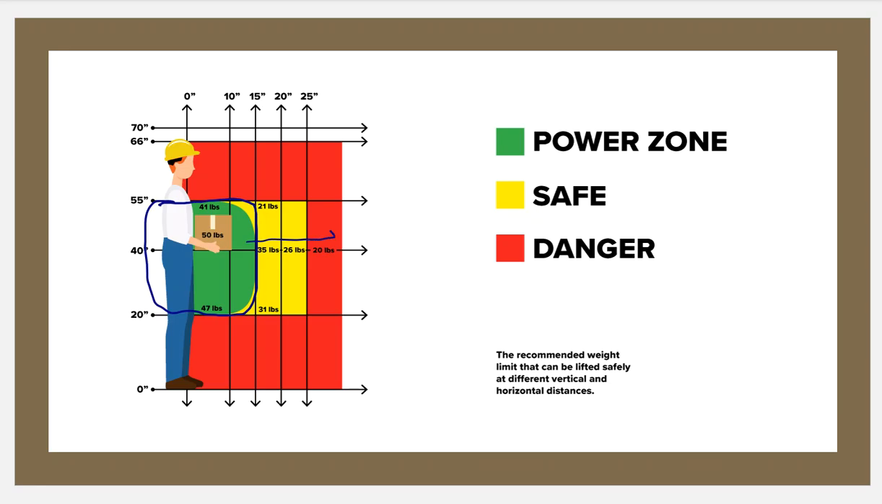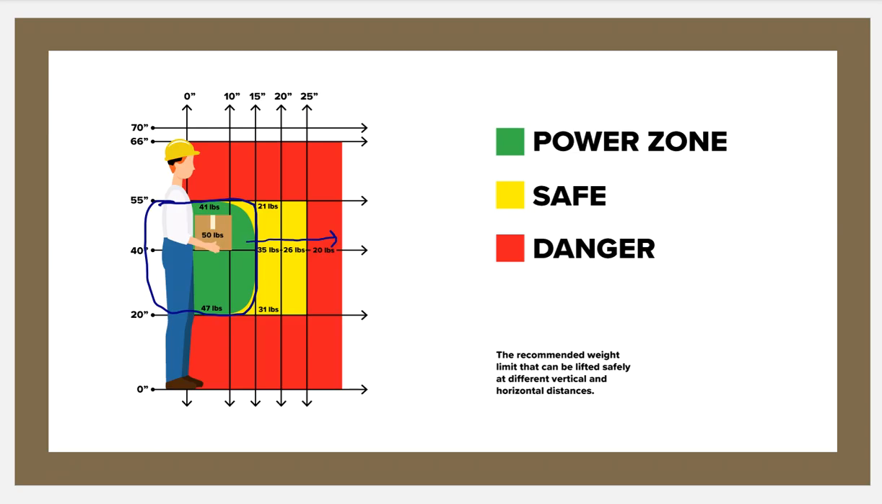Then if you notice, what happens here is that as you go further and further away from the body, it goes yellow and then it goes red. So you are leaving the power zone and you're going into a less safe zone as you go out. But in order to do that, you're going to have to lower the poundage down. And you're seeing that in the yellow area, you're sitting at 25 to 35 pounds here.